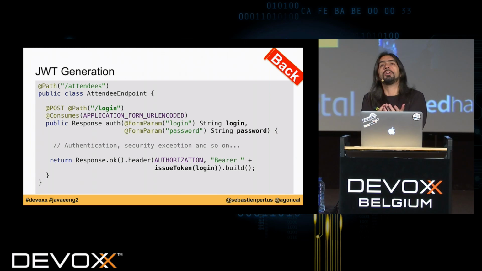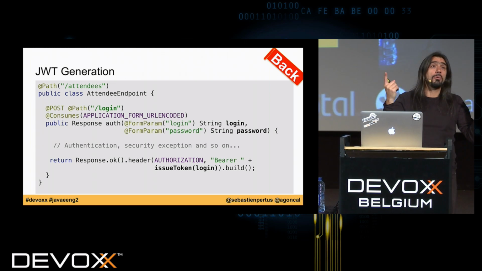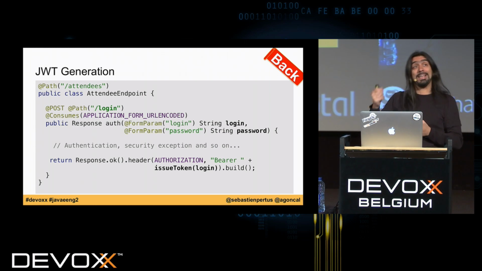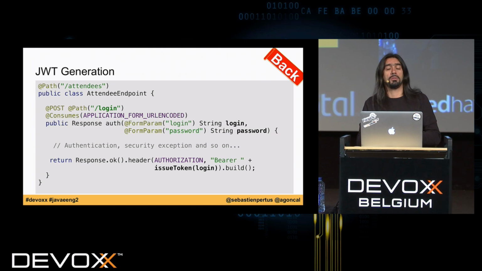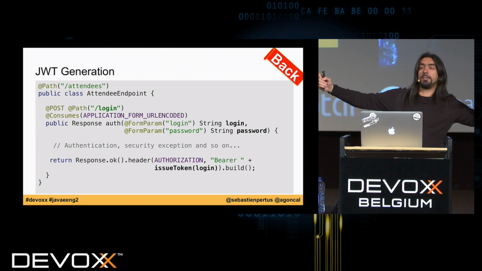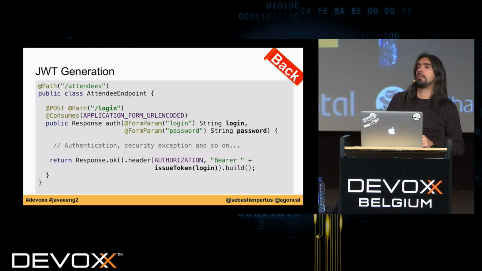You need to create a token. Either you create it yourself or you use a library. I've used JJWT from the guys from Apache Shiro. It's just one line of code. You give the login a key. That's important. And this method will create the nasty token that we've seen before.